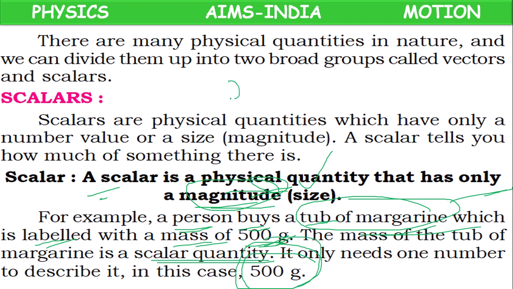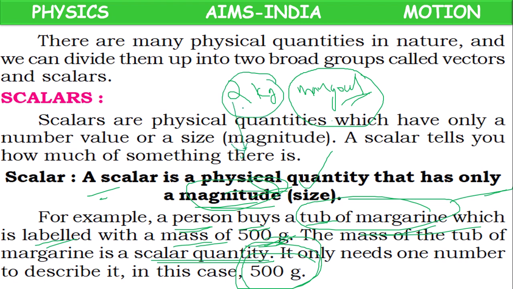Or if he is going to buy 2 kgs of mangoes. How much size of mangoes he is going to buy means 2 kg. So only 2 kg is enough to describe what he is going to buy. Like this, mass is a scalar quantity. We need only a numerical value to describe it.